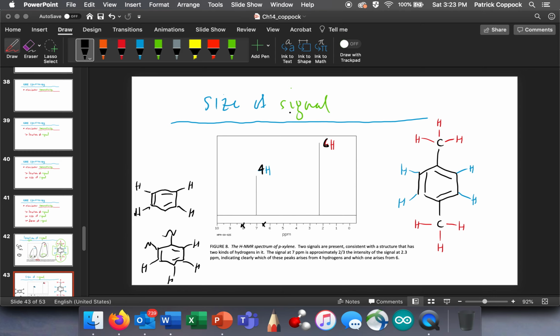So the size of the signal tells us how many hydrogens are represented by that signal. Again, the size will be given to you normally, and that tells you how many hydrogens are represented by that signal. I know I'm repeating myself, but it's so simple when you get it. All right, so what's the next thing we get?